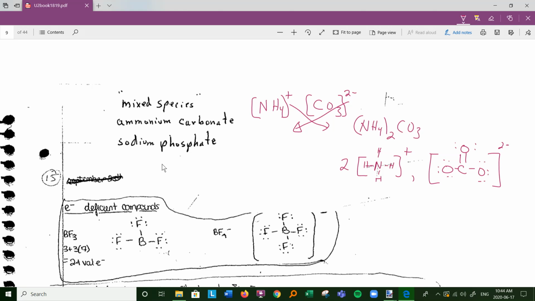Sodium phosphate is another example. Sodium is Na+, phosphate PO4 3-, cross them over. So you get Na3PO4, and I'll let you figure out the Lewis diagram to see that there is covalent bonding within the phosphate. Okay.